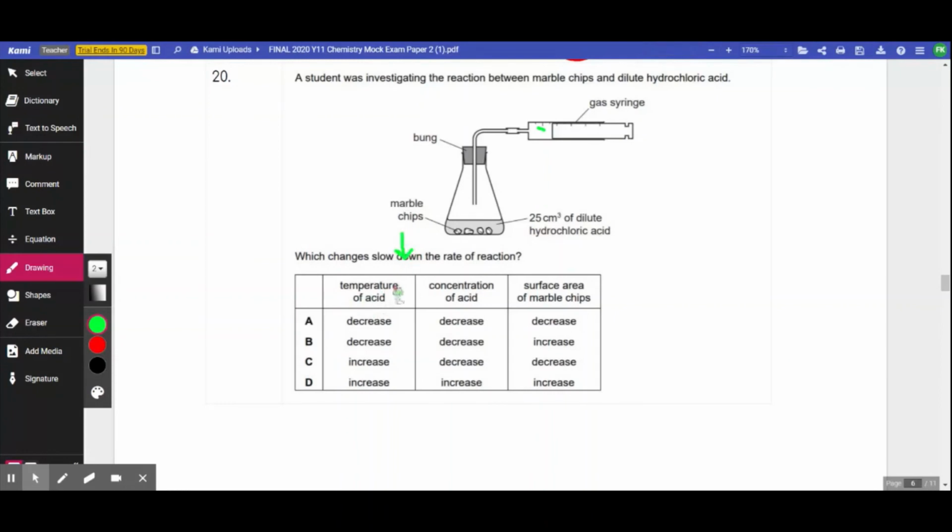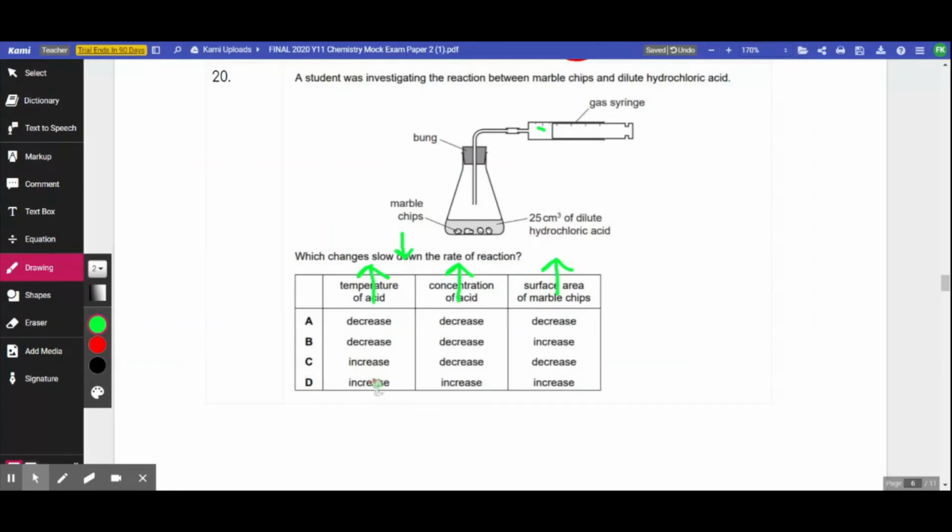So you put that as a down. Temperature of acid, that will actually increase the rate. Concentration, that will actually increase the rate. The surface area of marbles will increase the rate of reaction. So if you have an increase in temperature, you get an increase. Increase the concentration, you get an increase. If you increase the surface area, you get an increase. What we want is stuff that slows down the rate of reaction.